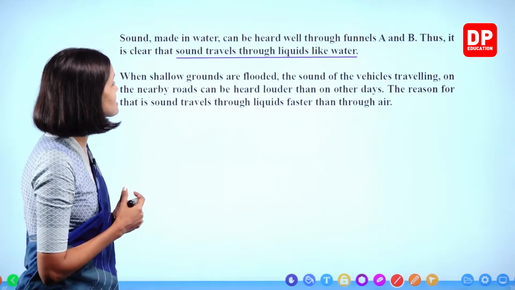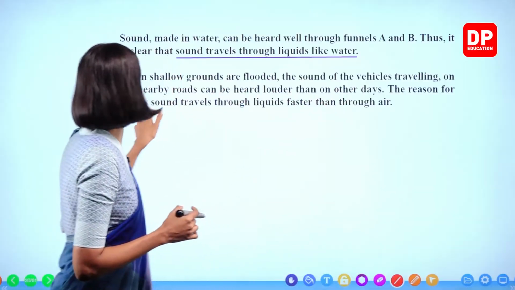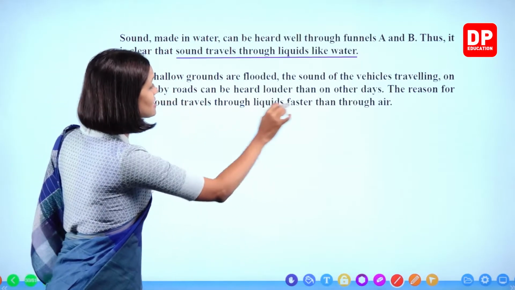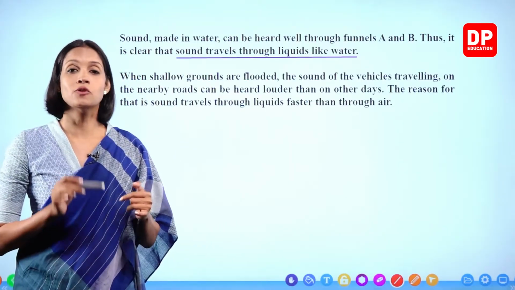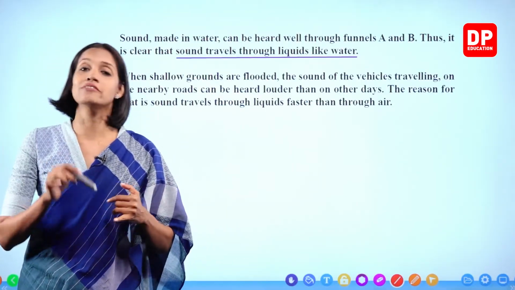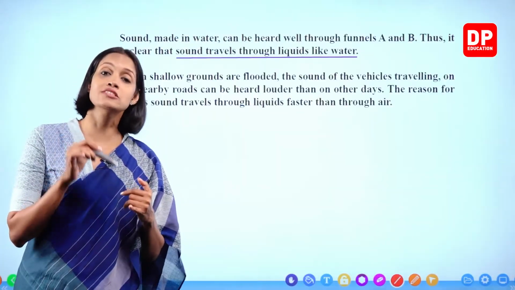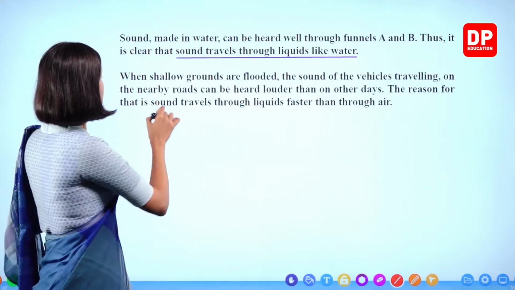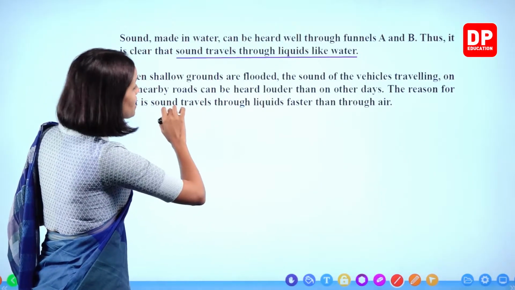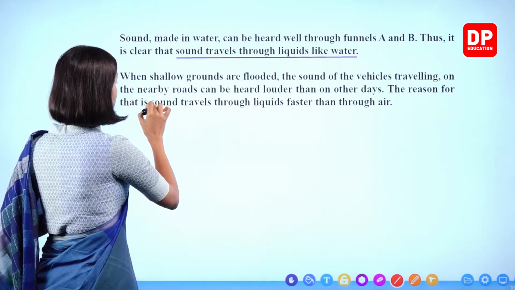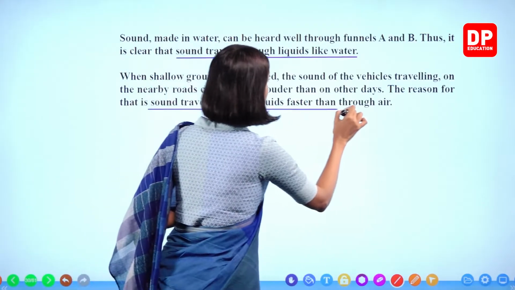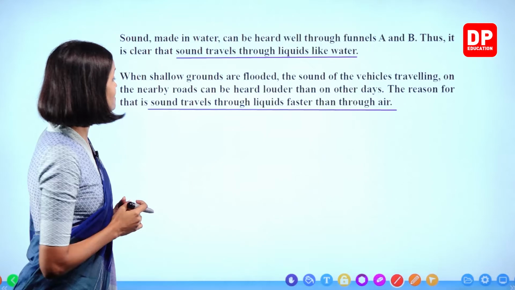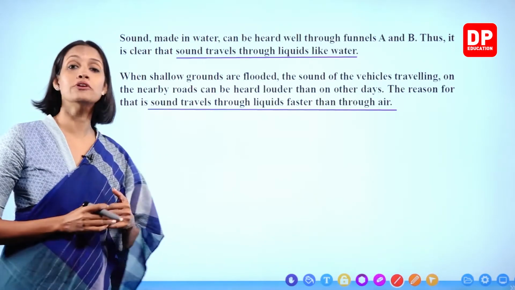What is the reason, children? The reason for that is sound travels through liquids faster than through air. Now we learn that sound travels through air and sound travels through liquids. Now this is new information. The sound travels through liquids faster than through air. Right, children? So this is very important information.